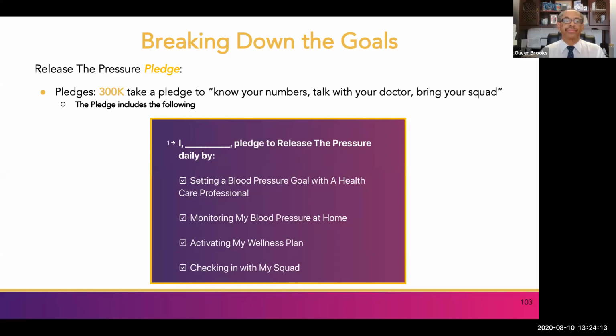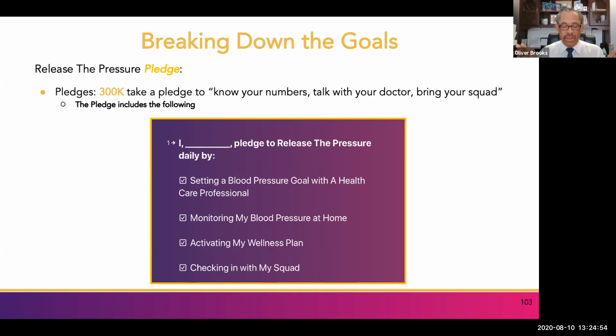So this is the pledge, and it seems very basic, but we feel that by you just committing to something and being able to have this as a document you could print once you take the pledge, you pledge to set a blood pressure goal with a healthcare professional, monitor your blood pressure at home, activate a wellness plan, and check in with your squad. So the basic concepts are these four. Connect with your doctor to have an understanding of where you want to be in terms of your BP.